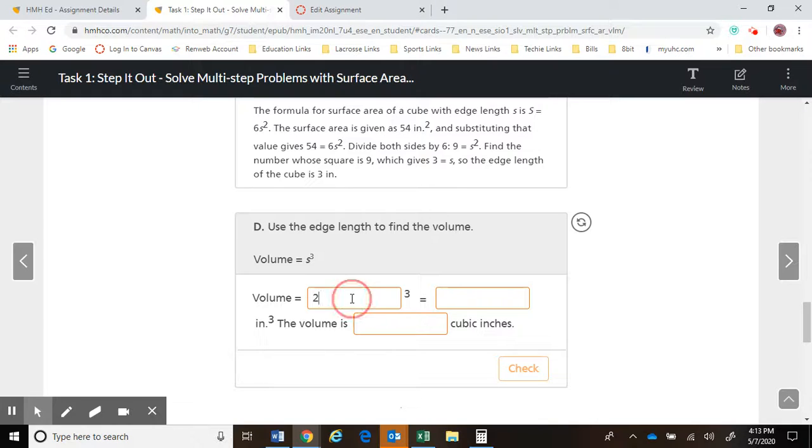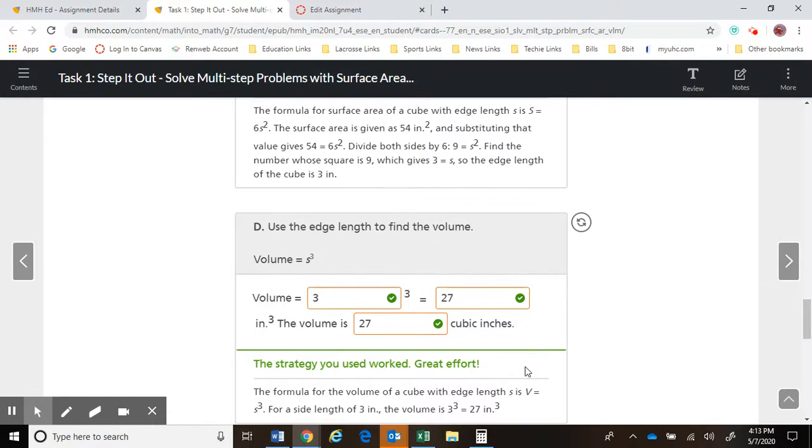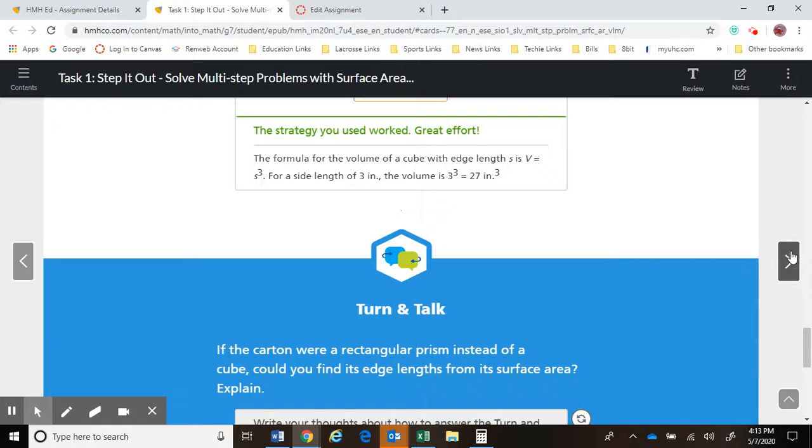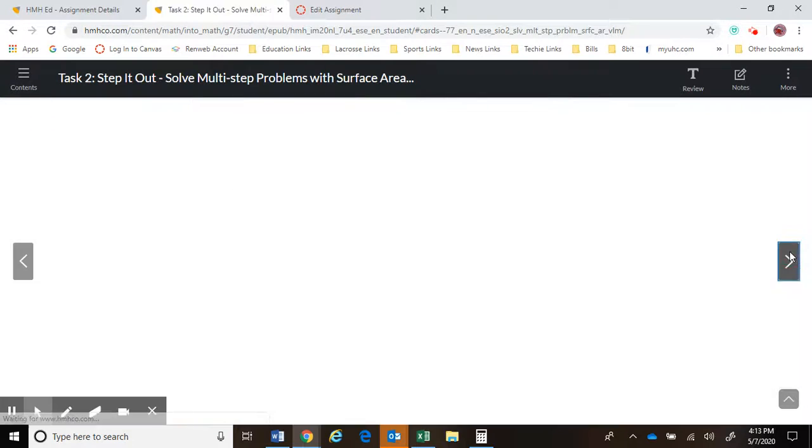So 27. They want me to put an S there, sorry, and so 27. There we go. So 3 cubed is 27. All right, let's move on to task number 2.